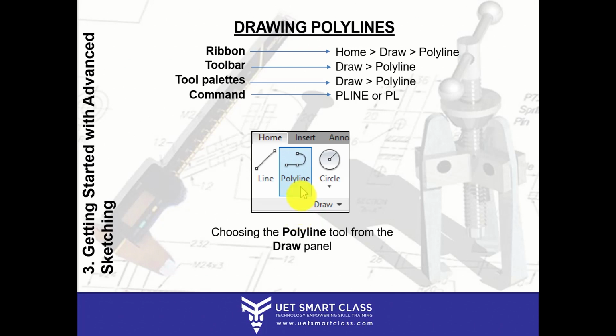Okay, now how can you invoke polyline? You can go to your ribbon, home tab in the draw panel and then click on polyline.